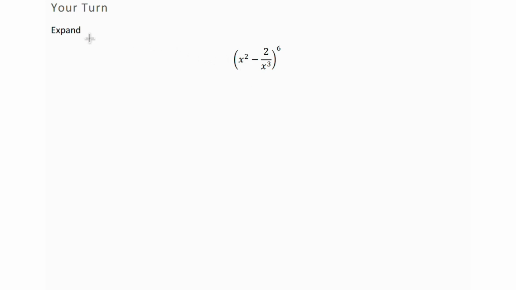In this question, we're looking to expand the binomial (x squared minus 2 over x cubed) to the power of 6. So starting with Pascal's row, the sixth row, we've got 1, 6, 15, 20, 15, 6, and 1.